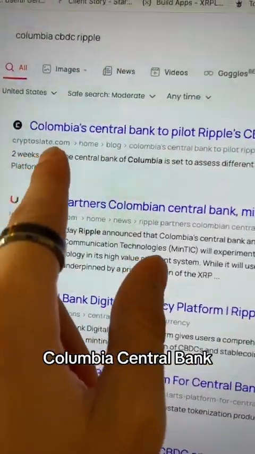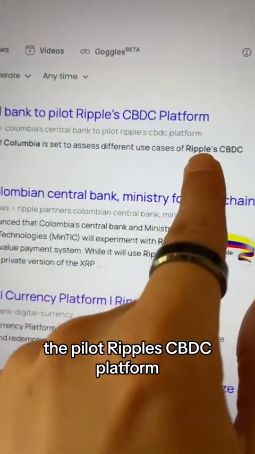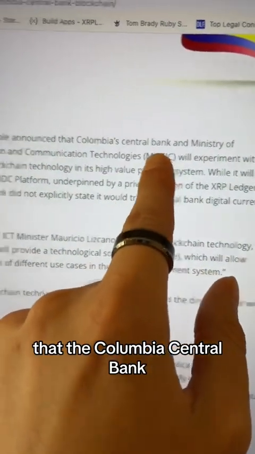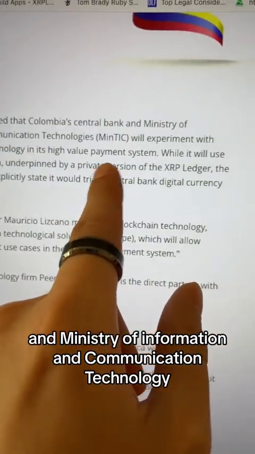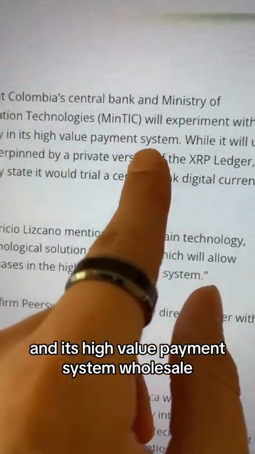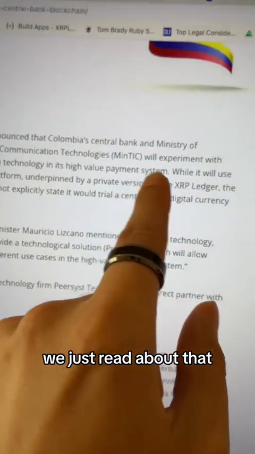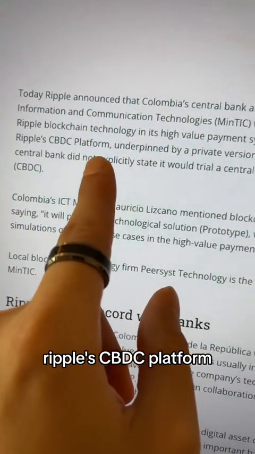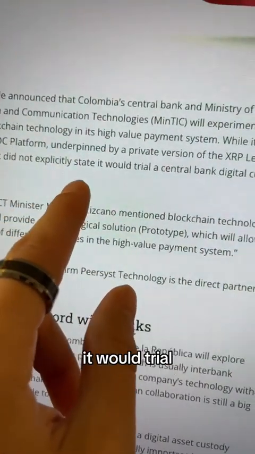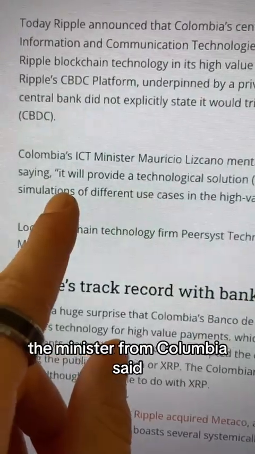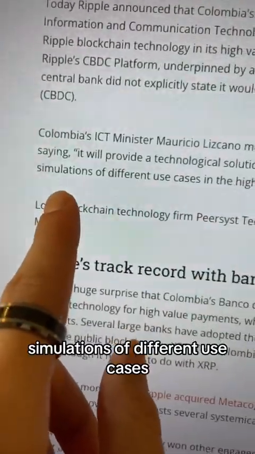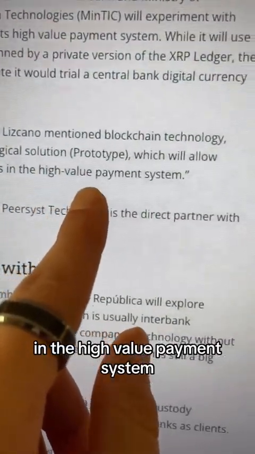Because just two weeks ago, Colombia's Central Bank announced it will pilot Ripple's CBDC platform. And let's take a look at this. We see today Ripple announced that the Colombia Central Bank and Ministry of Information and Communication Technology will experiment with Ripple blockchain technology in its high-value payment system, wholesale. We just read about that. While it will use Ripple's CBDC platform underpinned by a private version of the XRP Ledger, the central bank did not explicitly state whether it would trial a central bank digital currency or not. The minister from Colombia said it will provide a technological solution, a prototype, which will allow simulations of different use cases in the high-value payment system.